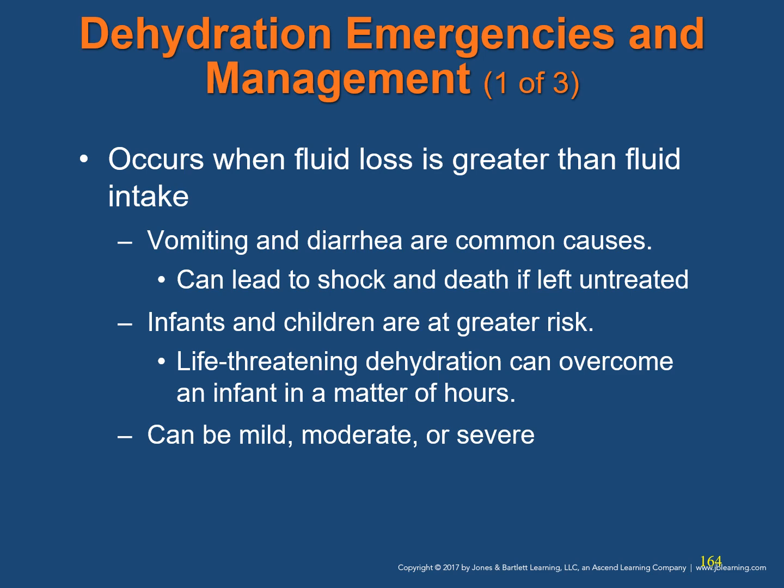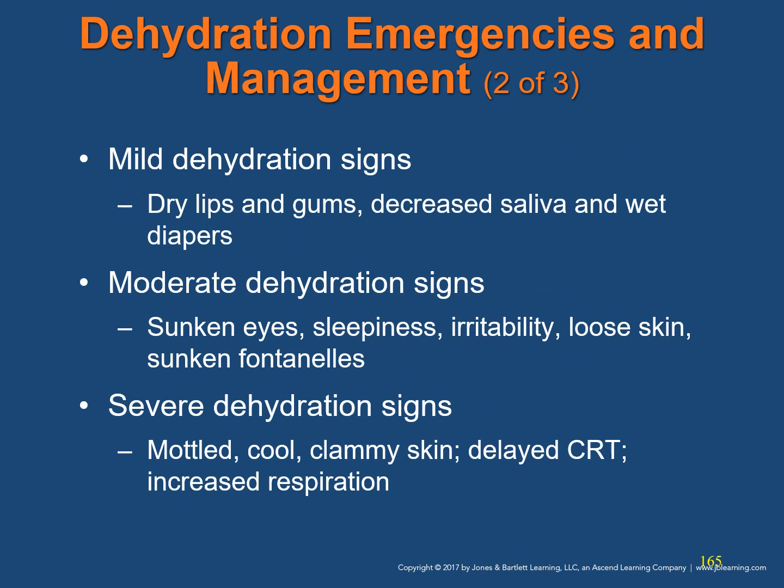Dehydration can be mild, moderate, or severe. Signs of mild dehydration: dry lips and gums, decreased saliva, few wet diapers. Signs of moderate dehydration: sunken eyes, sleepiness, irritability, loose skin, sunken fontanelles. Signs of severe dehydration: mottled, cool, clammy skin, delayed capillary refill time, increased respirations.